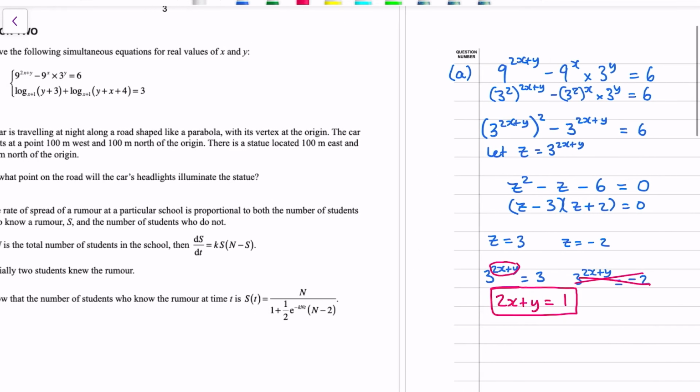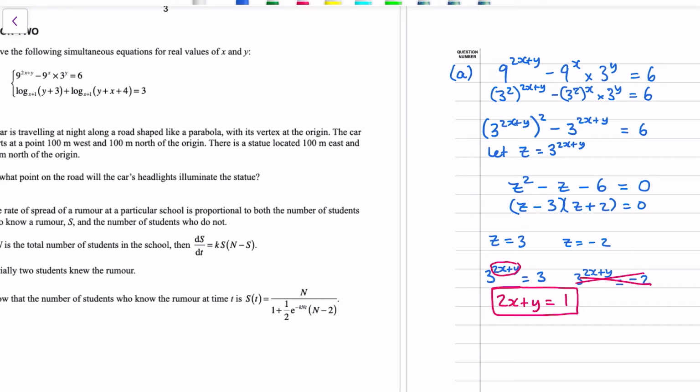Okay, equation 2, the logs. We can put those logs together by log of a plus log of b is log of a times b. But first up, I'm going to use this equation that I've got, the 2x plus y equals 1, to get rid of one of the variables in this problem. I'll get rid of the y's. So I've got equation 2, log base x plus 1, keep the x's in there, replace the y with 1 minus 2x, so that's going to be 4 minus 2x.